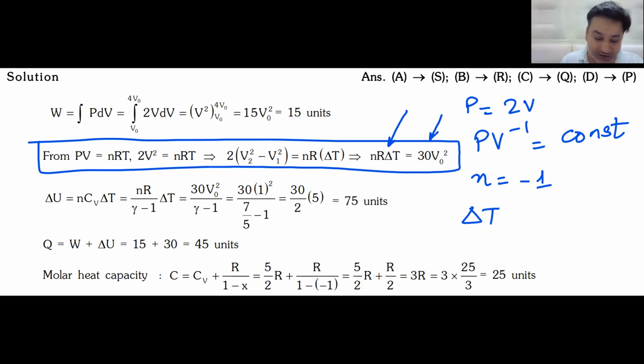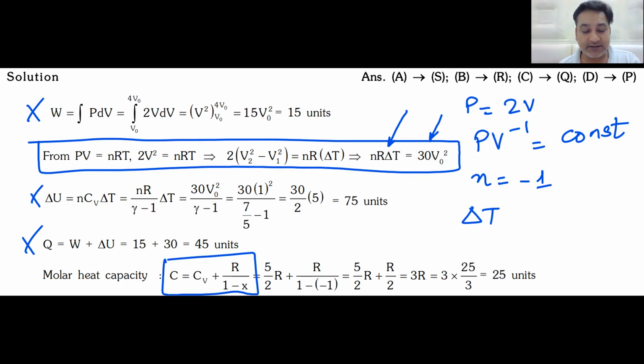Which is coming as PV naught square. You just put it in the formula for work done in a polytropic process, and then you don't have to do this or this or this anything, right? You can straight away get your answer from here. As you can see, they have used it in the final thing. You can use this one formula and you will be able to get all the results together. Yes or no? Do we understand this? Okay. Then comes this question.